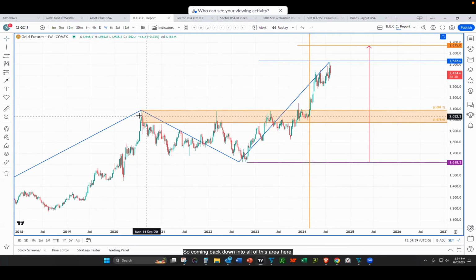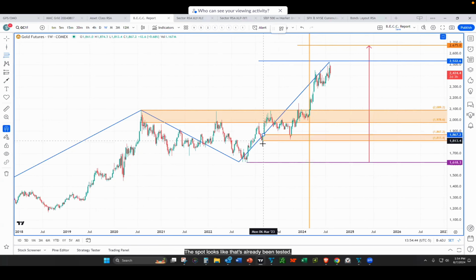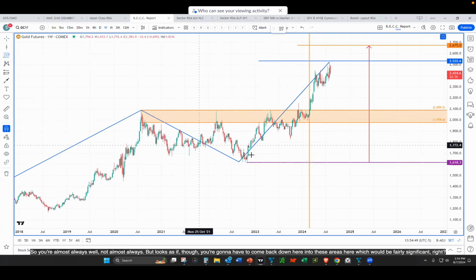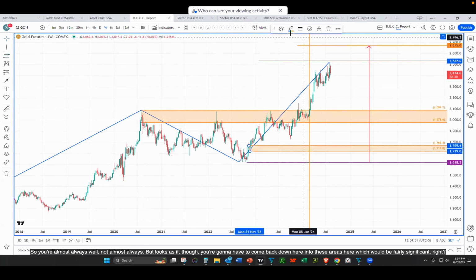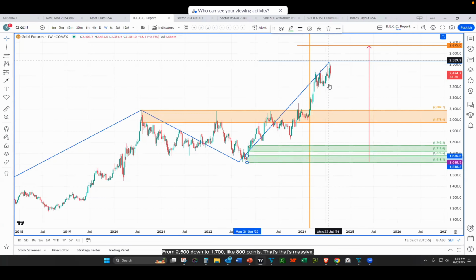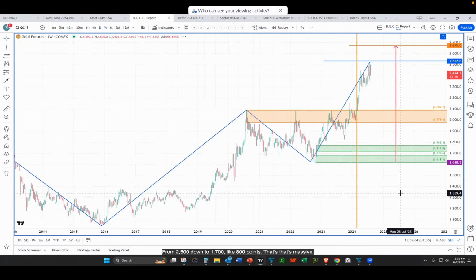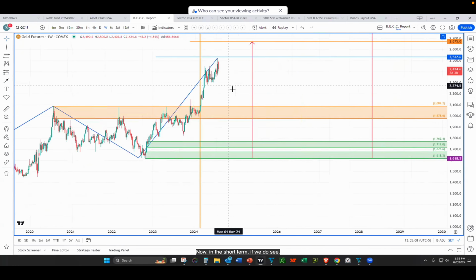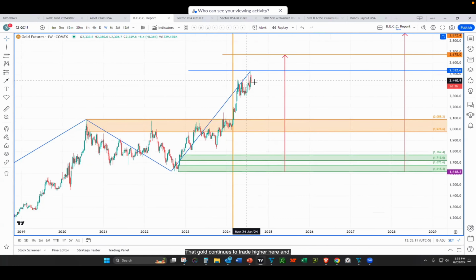So coming back down into all of this area here, the spot looks like that's already been tested. So it looks as if you're going to have to come back down here into these areas, which would be fairly significant, right? If you consider how big of a decline that is versus where we are right now, that is from 2,500 down to 1,700, like 800 points. That's massive.